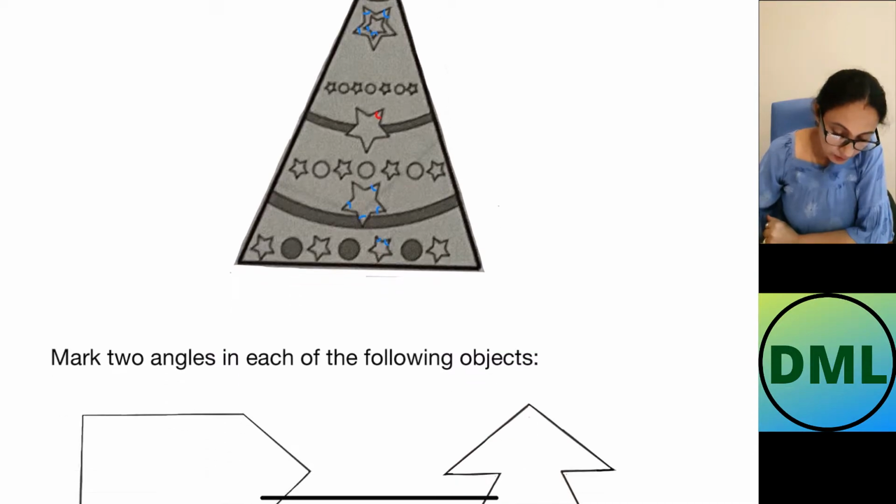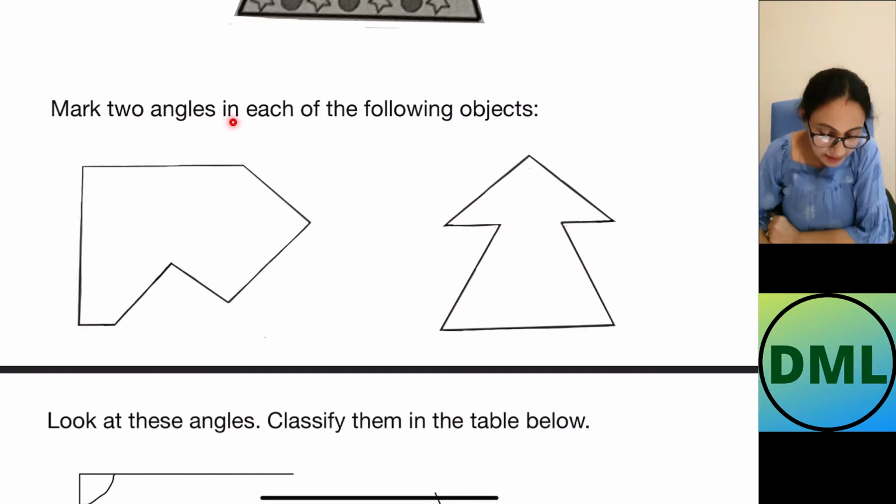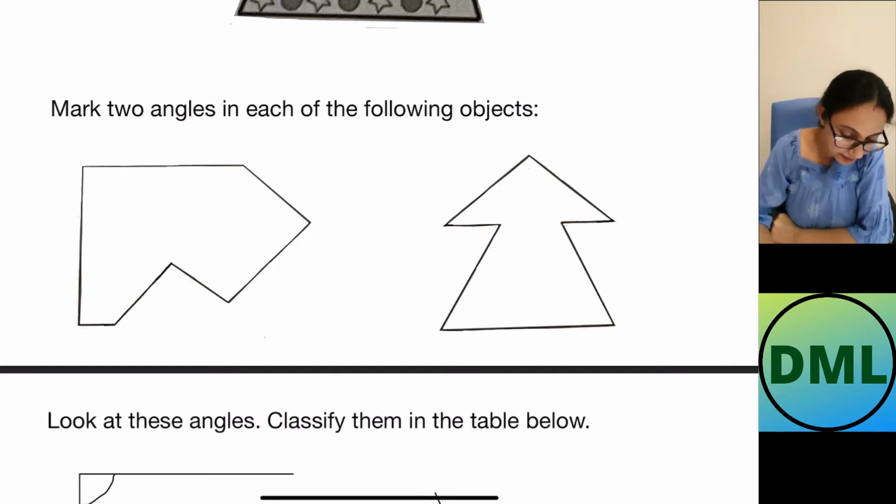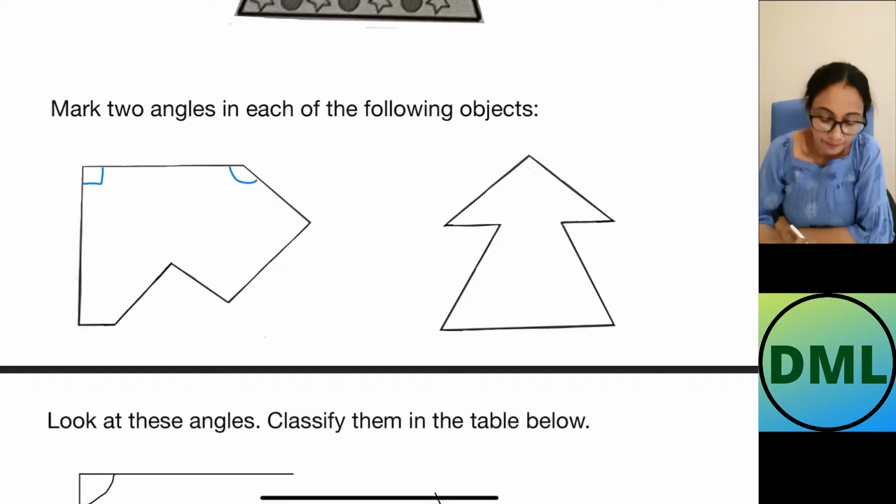Let's see the next question. Mark 2 angles in each of the following objects. So this is my first figure. I need to mark any 2 angles inside that. Let's mark it. I will mark the first angle, this one, which is 90 degrees. I'll mark my second angle, this one. Now there are other angles also. Whatever you like, you can pick that.